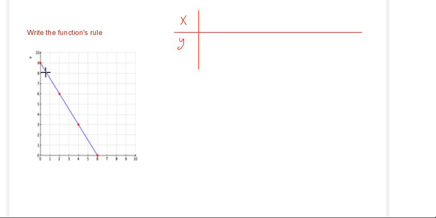So here x and y, I have x here 0. When x is 0, then y was 9. This pair is (0, 9). There is another point here, x is 2 with y 6. Another point here, 4 with 3. And lastly, 6 with 0.